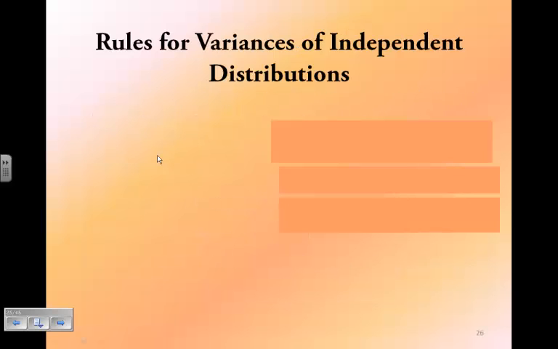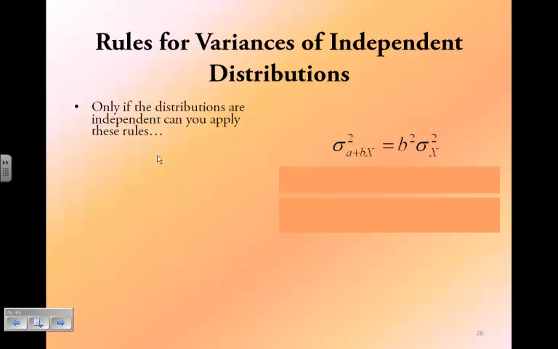Okay. Means have rules, variances have rules. Now these rules only apply if the distributions are independent, and we'll talk more about this in a little bit. But they do have to be independent distributions, otherwise these rules don't work. For means we had an a plus bx, for variances we have an a plus bx also, but it's a slightly different rule, and you can write that rule down.